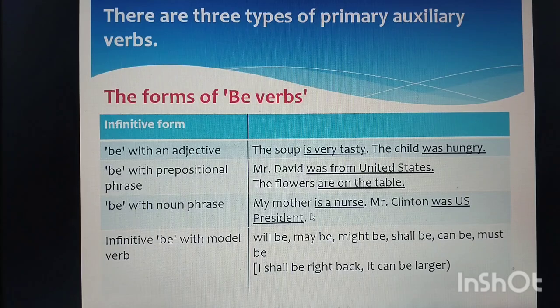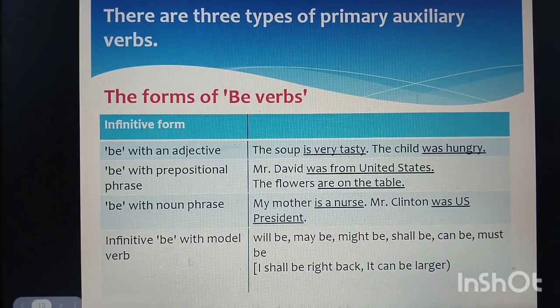Be with noun phrase. My mother is a nurse. Is is the be form and a nurse is a noun phrase. Mr. Clinton was US president. Was is the be form and US president is the noun phrase.